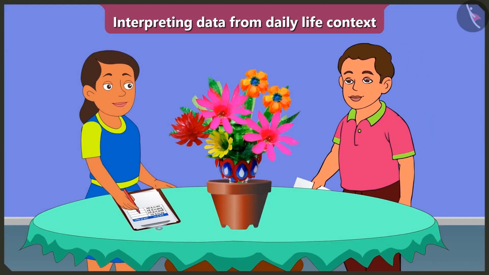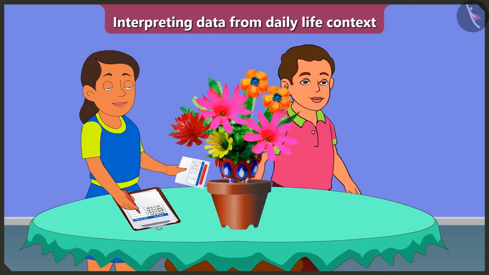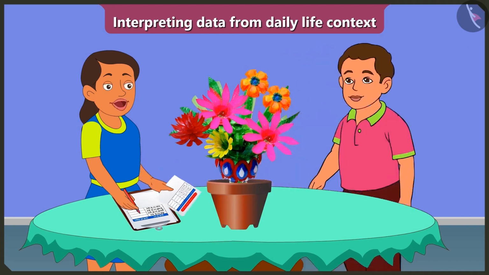Come on, now I will fill this table by counting how many and which color plastic flowers are there in this flower vase. Pink flowers, 1, 2. Hey, Bubbly, you don't need to count these flowers. Look, I have filled the data about the flowers which are in the flower vase. Thank you, Bunty.